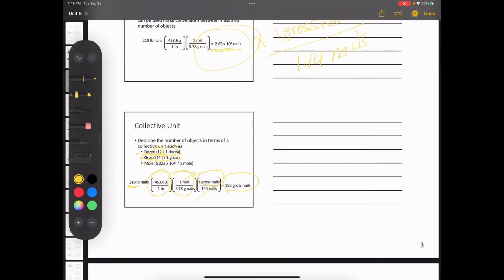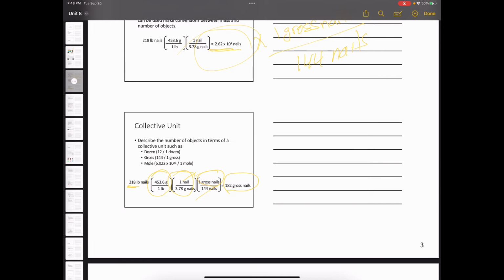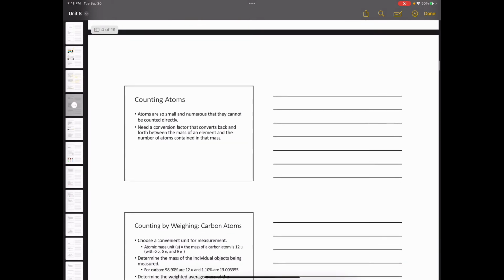Just like with the dozen and a gross, a mole equals 6.022 times 10 to the power 23 units per mole. It doesn't matter if we're talking about atoms. It doesn't matter if we're talking about nails. It doesn't matter if we're talking about candies. For every mole, there are 6.022 times 10 to the power 23 units. And I would like you to keep that in mind and always remember this.